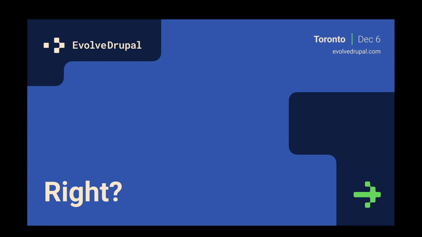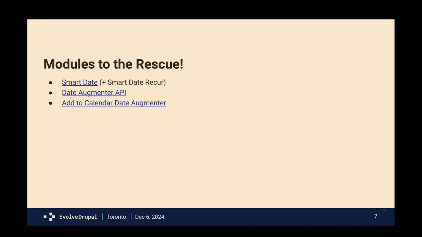One of the things that's amazing about Drupal is that we have this huge ecosystem of modules that we can rely on. So Smart Date is a module that I started working on specifically to make it easier to manage dates and times in Drupal. And it has a submodule for managing recurring dates. There's a companion to that, the Date Augmenter API, a way to add additional capabilities. An example of that is the Add to Calendar Date Augmenter.